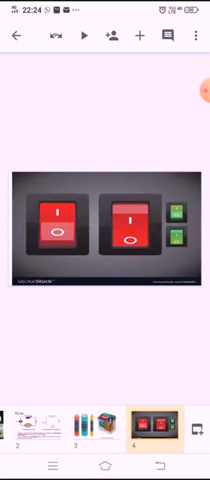Next, what does this picture show? The picture shows the switch. A switch is used to start or stop current from flowing in a circuit.